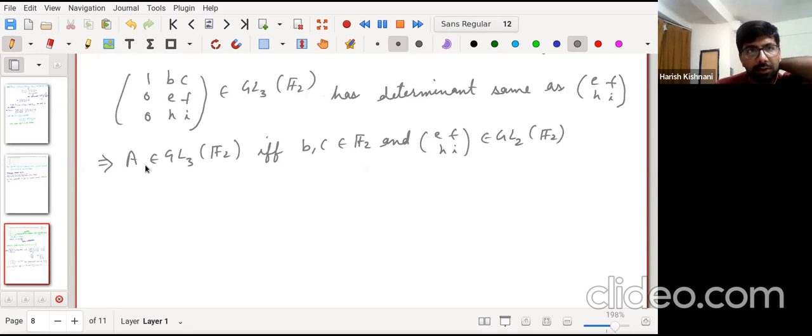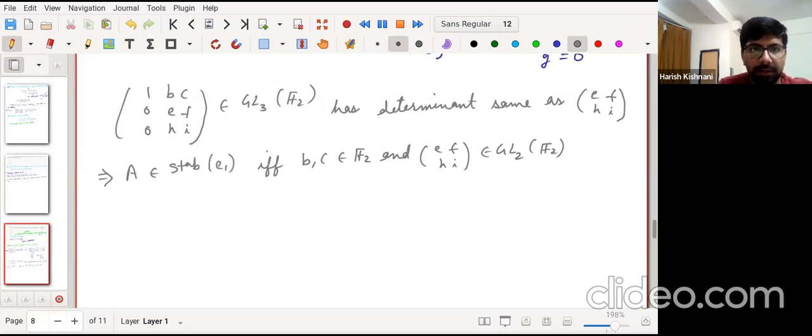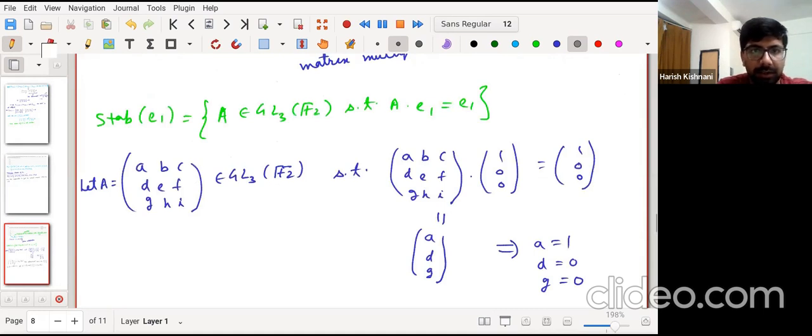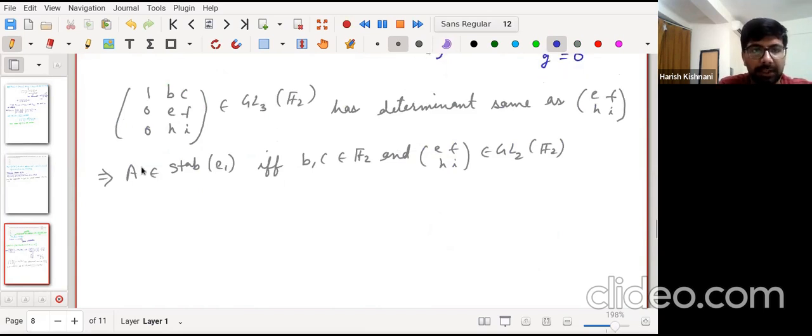Sorry, what I'm writing: this belongs to the stabilizer of e1, because the stabilizer of e1 gives us all these conditions. We assume that A belongs to GL3 F2 such that this condition is satisfied, and once it is satisfied, we are assuming that this element is an element of the stabilizer of e1. So A belonging to the stabilizer of e1 gives us that A has to be of this form, and this matrix has the same determinant as this matrix. So A belongs to the stabilizer of e1 if and only if B, C belong to F2 and this matrix has non-zero determinant. You all agree to this?